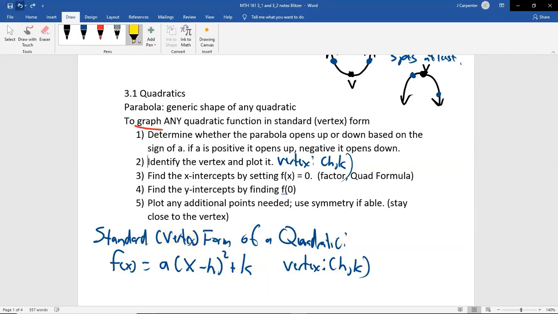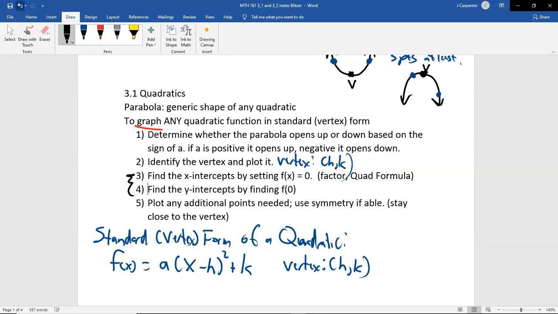So once you've identified the vertex, you can even plot that point. And then you know from that point, you're just either going to go up or you would go down, one or the other, not both. But you wouldn't just draw that again. You need some extra points. That's what steps 3 and 4 are going to do.